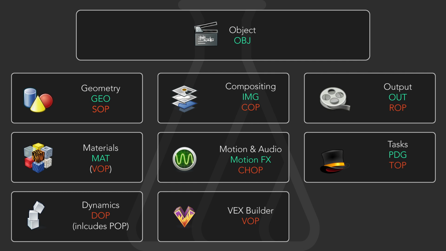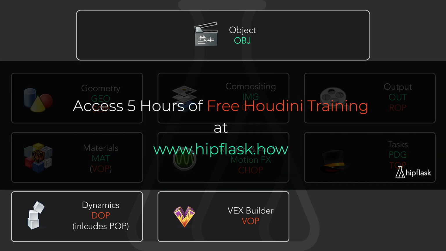So that's an overview of each of the different network contexts within Houdini. Over the next few lessons, we're going to look at how we work with these practically in Houdini and how we share data between one network and another.